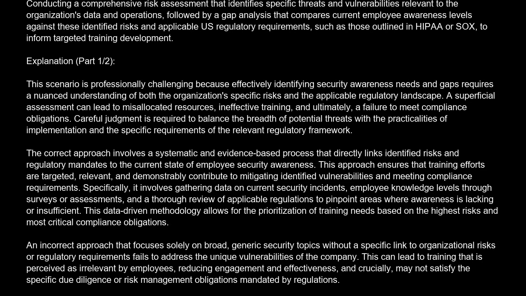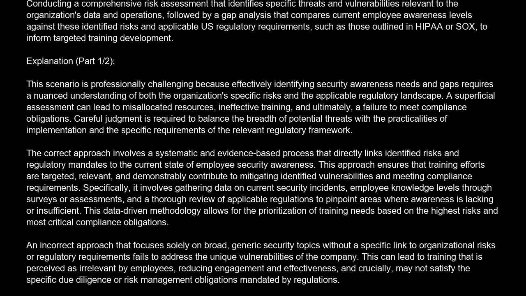The correct answer is B. Conducting a comprehensive risk assessment that identifies specific threats and vulnerabilities relevant to the organization's data and operations, followed by a gap analysis that compares current employee awareness levels against these identified risks and applicable U.S. regulatory requirements, such as those outlined in HIPAA or SOX, to inform targeted training development.